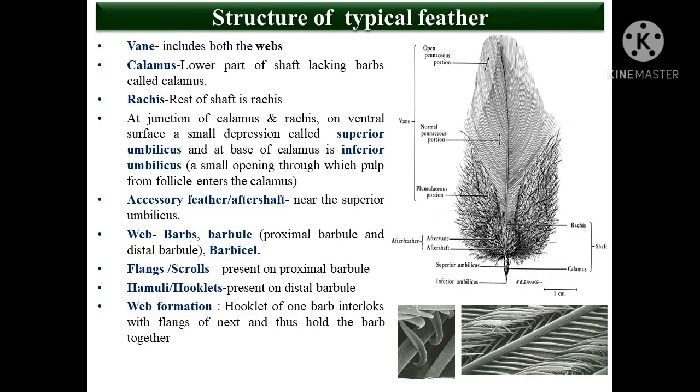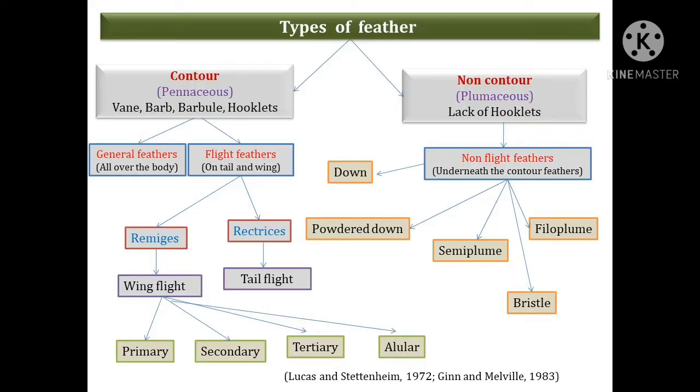from where the webs have a pinnaceous part, that is called contour feather, or they are also called general body feathers. Those feathers that don't have a pinnaceous portion but are plumaceous in nature are called non-contour feathers. The pinnaceous feathers have typical structures like vane, barb, barbule and hooklets, as I have discussed in the structure of a typical feather. In case of non-contour feathers, these feathers lack the hooklets, that's why they are plumaceous in nature.